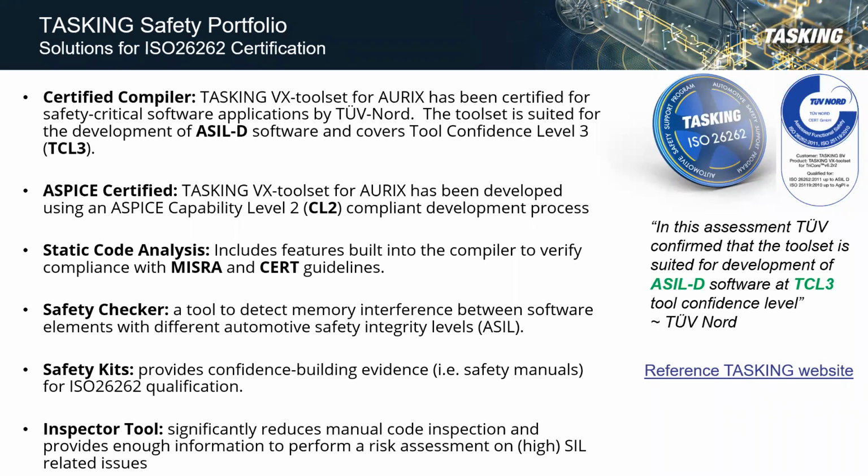Tasking offers a safety kit, which has a safety manual that shows all of the different compiler optimization settings for different ASIL levels. We also have an inspector tool that's currently in beta testing, which significantly reduces the manual code inspection and provides enough information to perform a risk assessment and determine if you have any previous compiler issues that have high SIL-related potential in your source code.